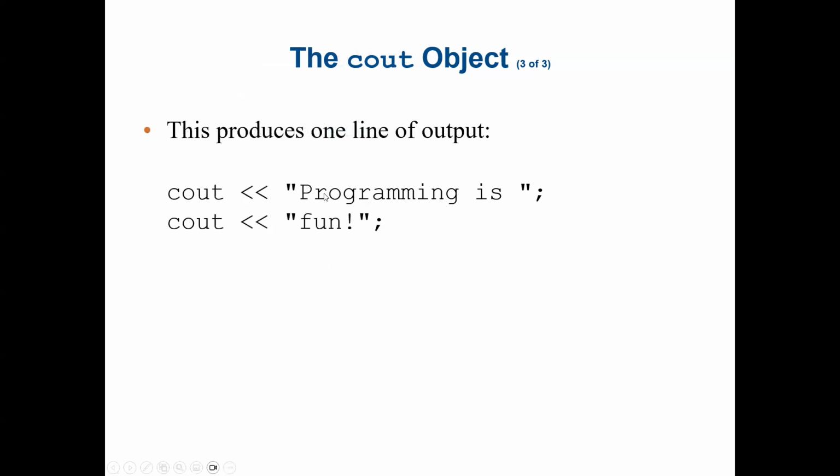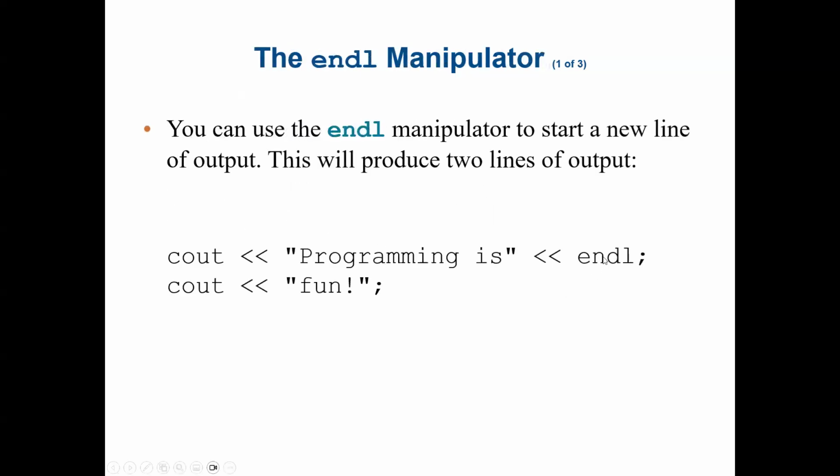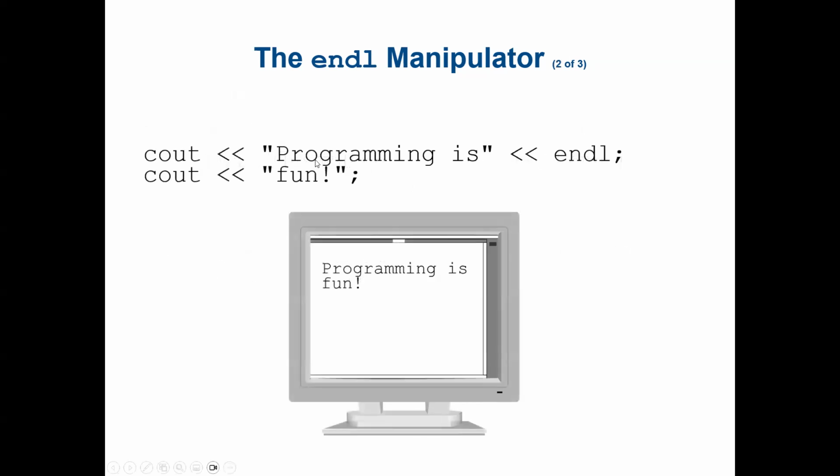Now, if I want to print program is in 1 line, then fun in a 2nd line, then I can use the endl. So this means our program is fun, and the endl will move the cursor to the next line, then we'll print the fun. So here we say you can use the endl manipulator to start a new line of output. This will produce 2 lines of output for us. So if we print it, this is what program is for 2 lines.